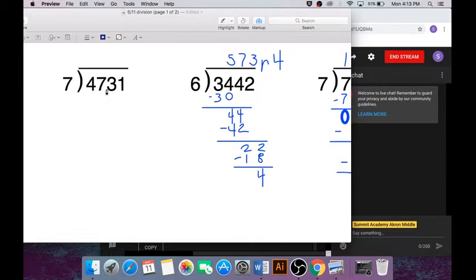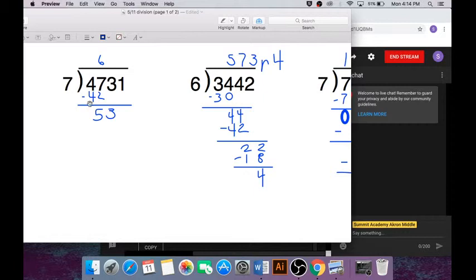Okay, next we have 4,731 divided by 7. 7 doesn't go into 4, so we're going to move over and see how many times 7 goes into 47 without going over. That's going to be 6 times. 6 times 7 is 42. So we're going to subtract 47 minus 42 gives us 5. And we're going to bring down the 3.